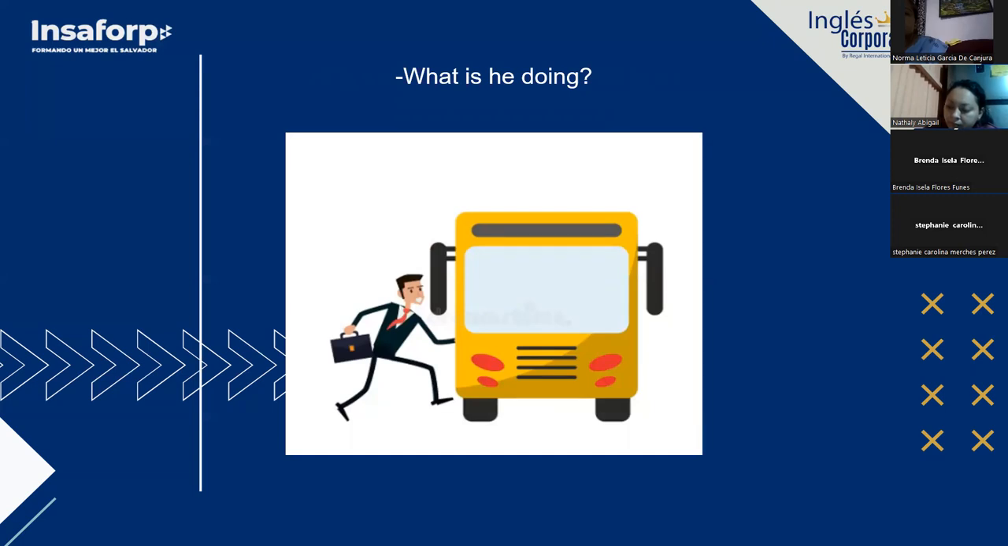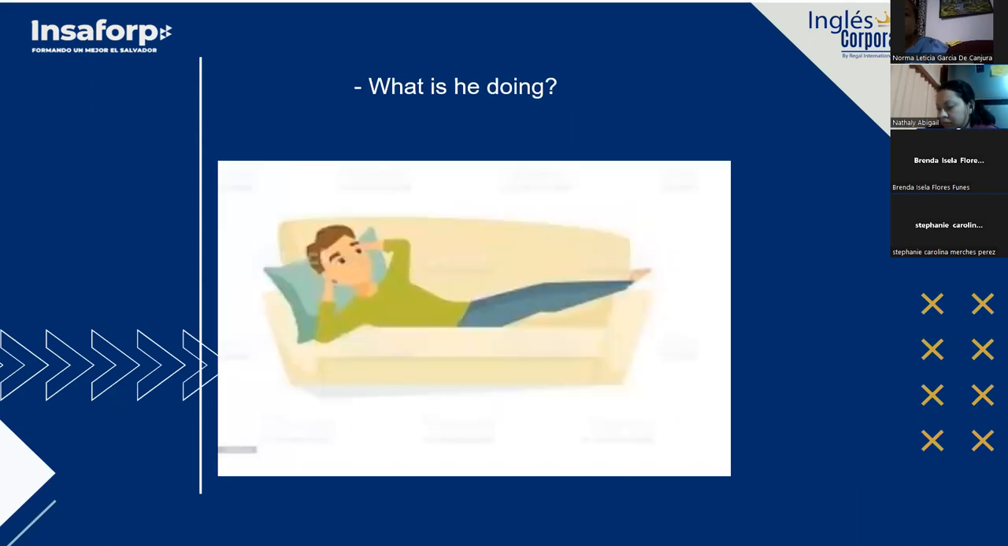Okay, good. What else? ¿Qué más podemos decir que está haciendo? Going to the work. Yes, he's running. Está corriendo para que no lo deje el bus. Running. Yes, he's running. Okay. What is he doing? He's tired. He's taking a rest. Taking a rest.